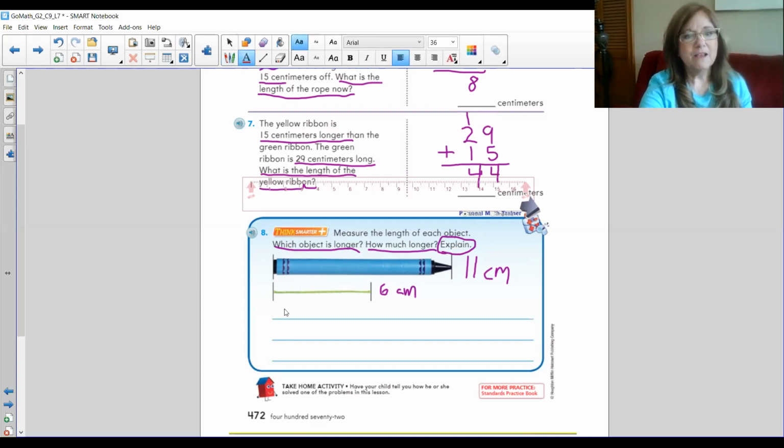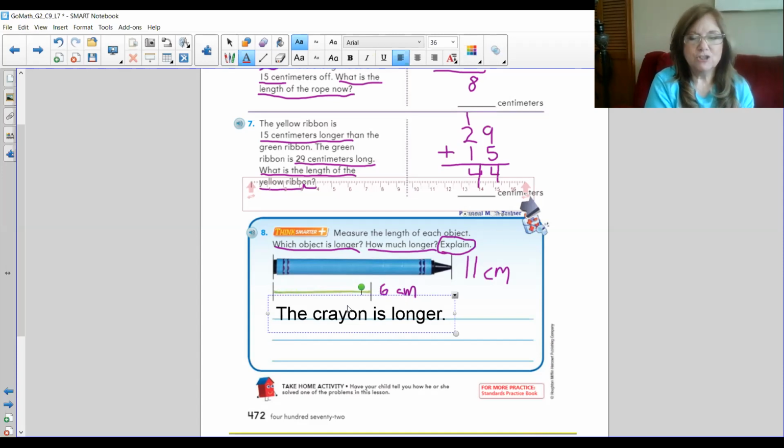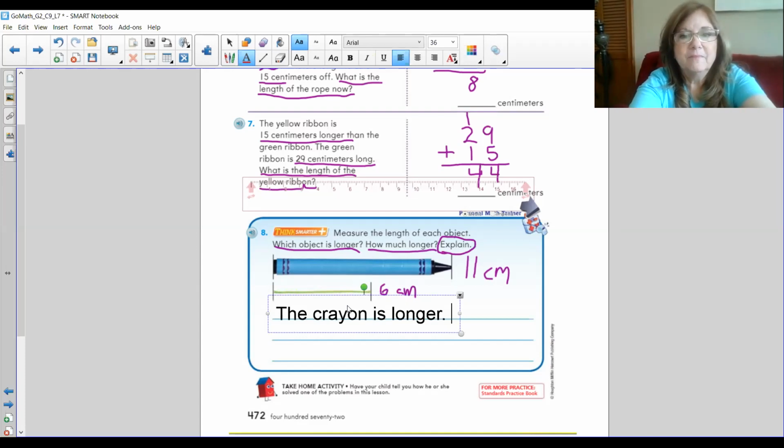So first we want to answer our first question, which object is longer? So let's write the crayon is longer. Now, how much longer? Let's explain. Okay, well, we can take 11 centimeters minus 6 centimeters, and what is 11 minus 6? It's 5. So how much longer is it? Well, we'll answer that question.